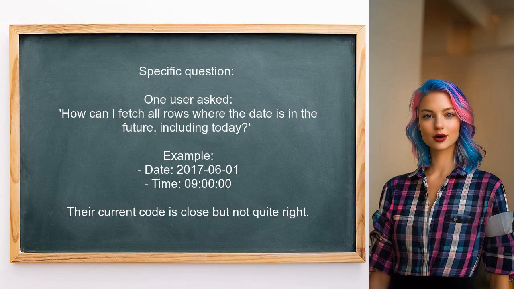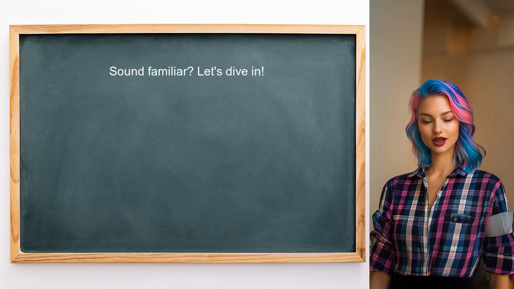Here's the specific question we're addressing. One user asked, how can I fetch all rows where the date is in the future, including today? They provided an example with a date and time, and their current code is close but not quite right. Sound familiar? Let's dive into this together.